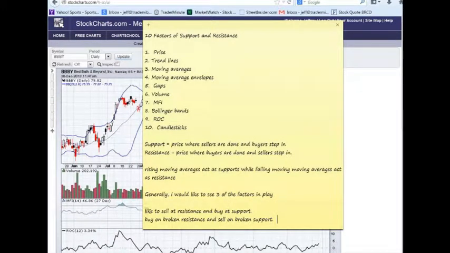Whether you like to sell at resistance and buy at support, or whether you like to buy at broken resistance and sell on broken support and play for the major trends. And then you can also do a combination of both. But understanding where these support and resistance levels are is perhaps one of the most important factors when it comes to setting up quality trades.